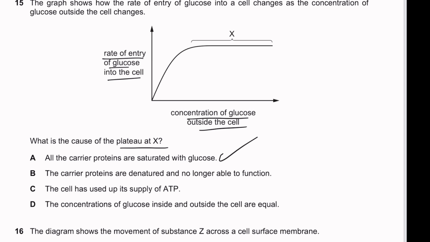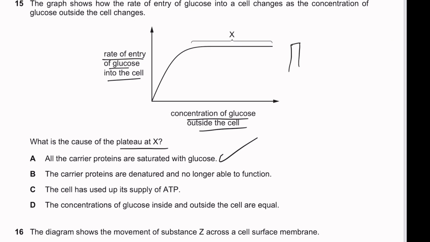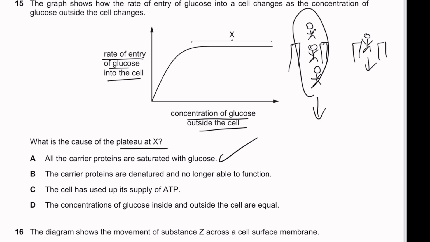And when all the available carrier proteins or channel proteins, GLUT2, GLUT1, GLUT4, these are the names of the channel proteins for glucose, when all of them are occupied, then the glucose is going to have a constant rate of entry. It's just going to enter one at a time, right? So if, for example, you were standing in a line, when there's no more space, the rate is not going to increase. Let's say only one can pass at a time. If you're only one, of course the rate of entry is going to be way faster compared to when you're three. It's going to be one at a time, so the rate is going to be constant at X, and that's because all the carrier proteins are saturated with glucose.